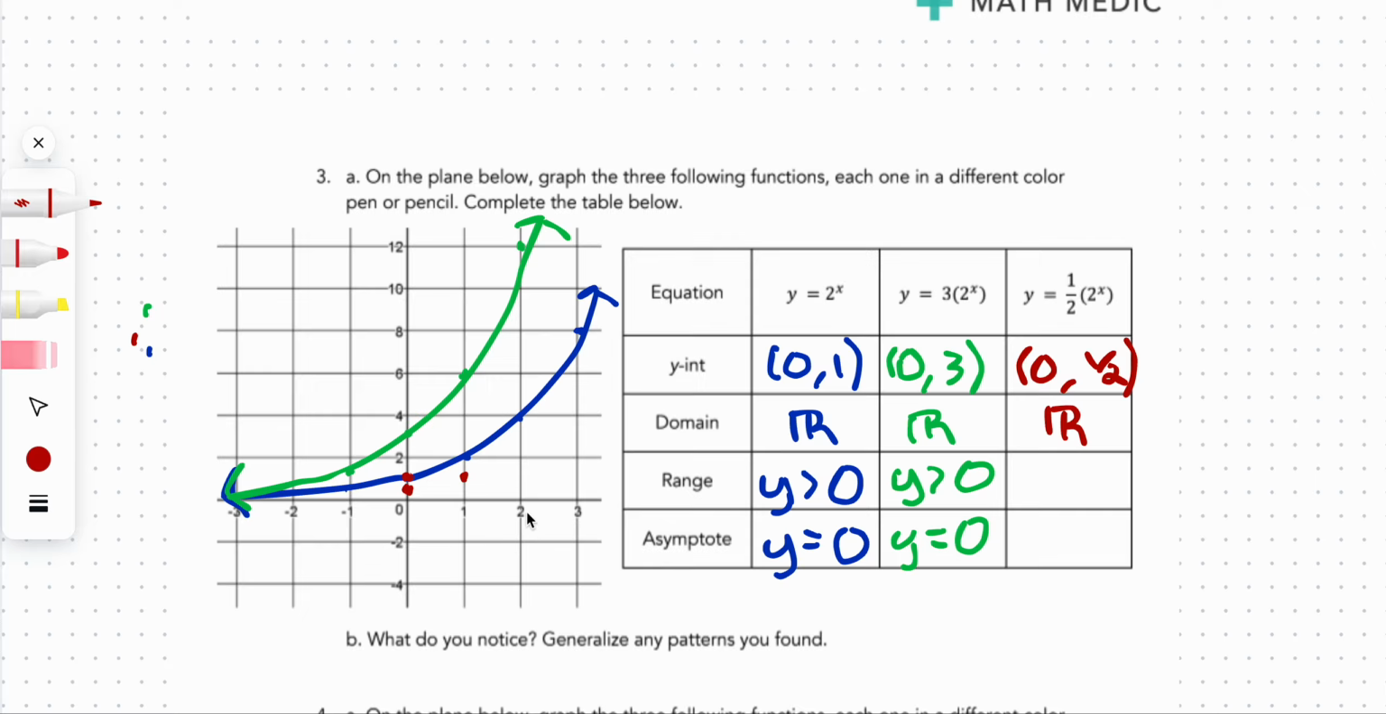Okay, so when x equals 2, we have 2 to the second power. 4 times 1/2 is 2. Okay, now let's do 2 to the third power, which is 2 cubed. 8 times 1/2 is 4. Right, so hopefully you can start to see this graph here, right?